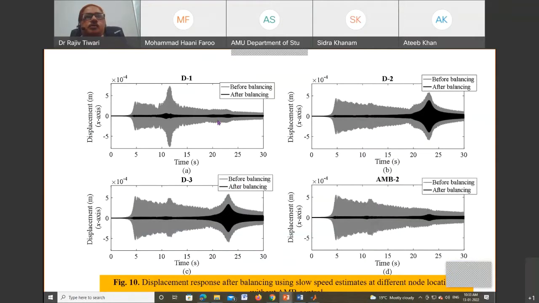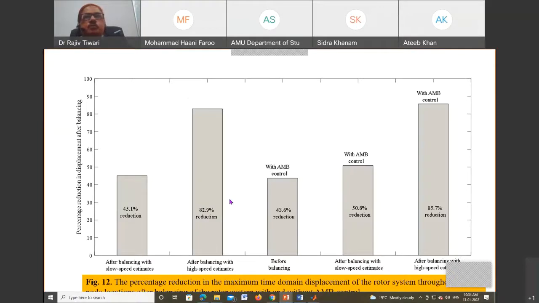Okay, you can see the gray one and the dark one. Gray one is before balancing and the dark one is with balancing, but without AMB. When we are running this, the AMB was not there. So you can see a drastic reduction in the unbalance. Even at the critical speed, we were able to cross with this. This is showing different reduction in the vibrations with and without AMB.